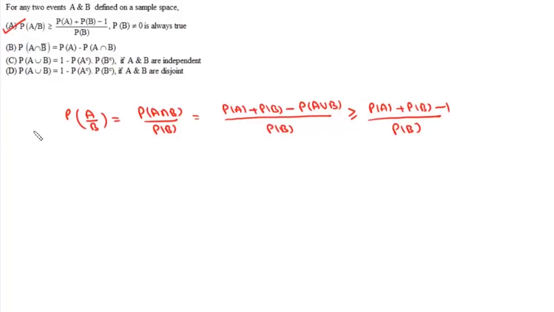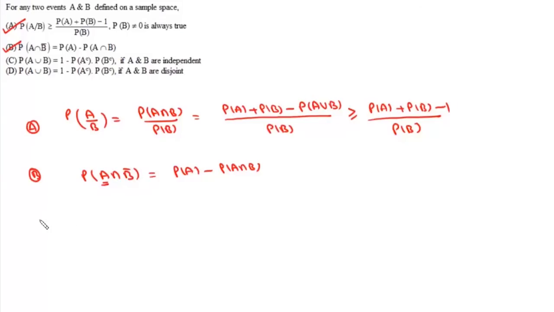Now if we look at this option B, it is probability of A intersection B naught. Now probability of A intersection B naught is clearly probability of A minus probability of A intersection B, because it is that part of A which doesn't contain B. So there will be probability of A minus probability of A intersection B. So option B is also correct.